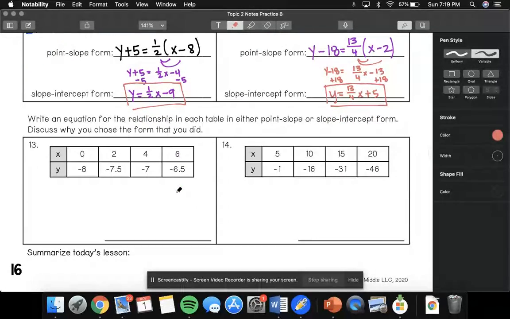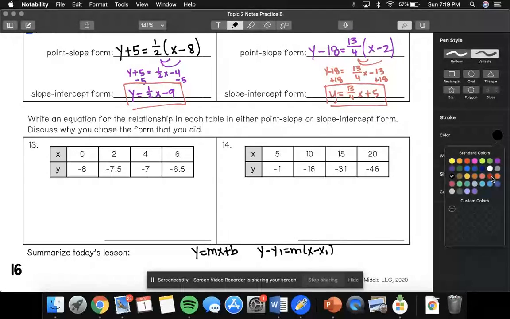Okay, write an equation for the relationship in each table in either point slope form or slope intercept form. Discuss why you chose the form that you did. Okay, so it wants us to write an equation. We could write it in slope intercept form, or we could write it in point slope form. This is the new form that we have been introduced to. Okay, no matter what, we still have to find the slope.